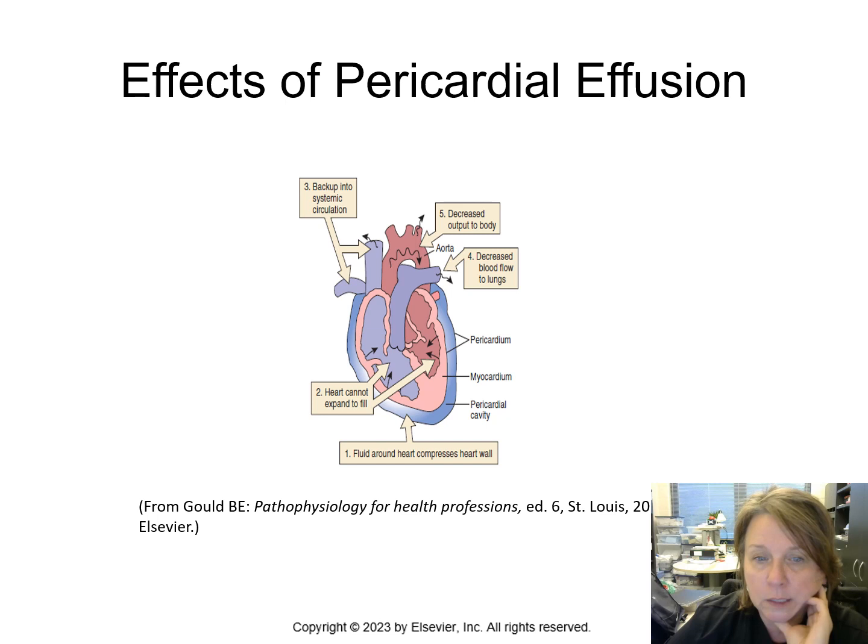So this is actually fluid around the heart that compresses the heart wall. You have your pericardium, your myocardium, and then your pericardial cavity. But this little sac that goes around the pericardium is what fills with fluid, and when it does, it compresses the wall of the heart, and you have a pericardial effusion.